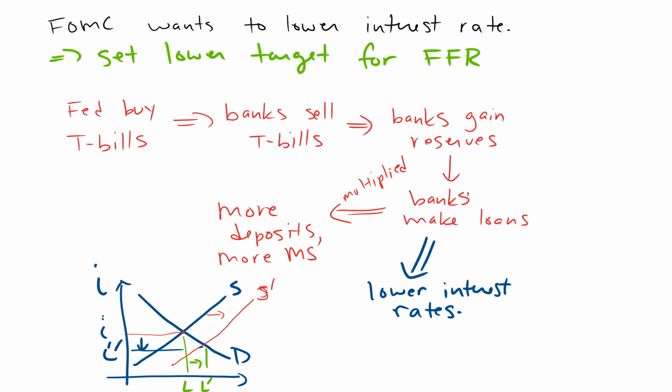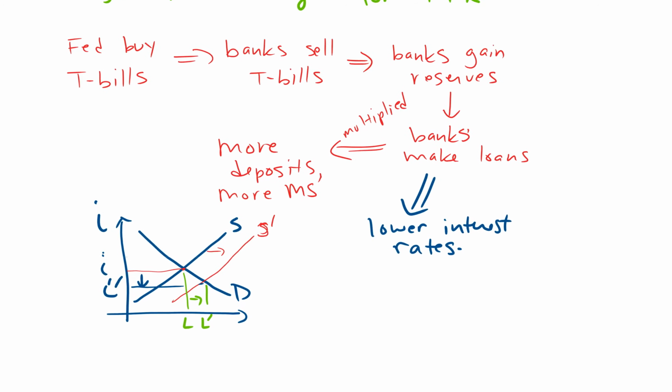So by doing this, the Fed can buy T-bills, and banks gain reserves, more loans, lower interest rate. Okay, so this is a basic idea. I'm going to come back in a second video and walk through this the same way they do in your textbook. The opposite of this is also true.